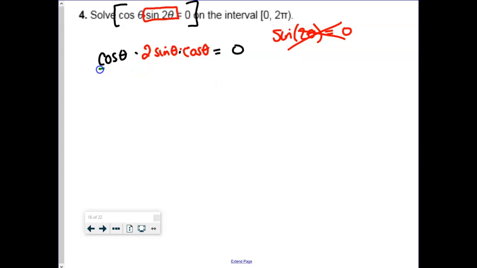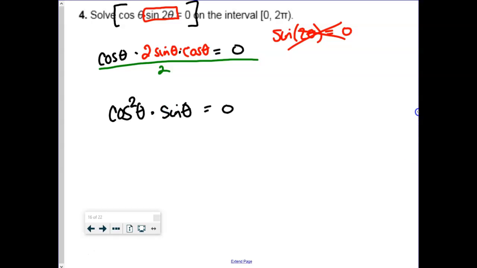So first thing I notice is you have a coefficient of 2 that I would like to get out of there because it doesn't do anything to the problem, so I'm just knocking it out by dividing. Since 2 is a coefficient, not a variable, not a function, I can do that. So now, if you wanted to, you can join up the cosines and call it cosine squared times sine equals 0.